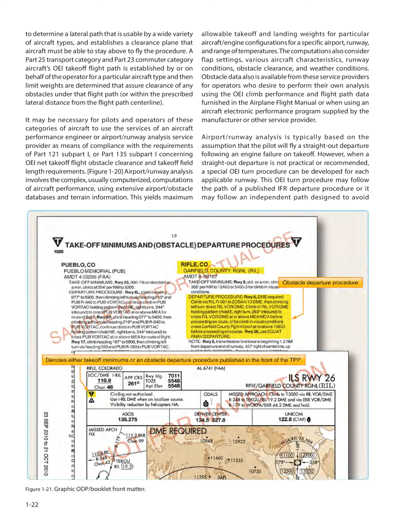A Part 25 transport category and Part 23 commuter category aircraft's OEI takeoff flight path is established by or on behalf of the operator for a particular aircraft type, and in-limit weights are determined that assure clearance of any obstacles under that flight path, or within the prescribed lateral distance from the flight path centerline.